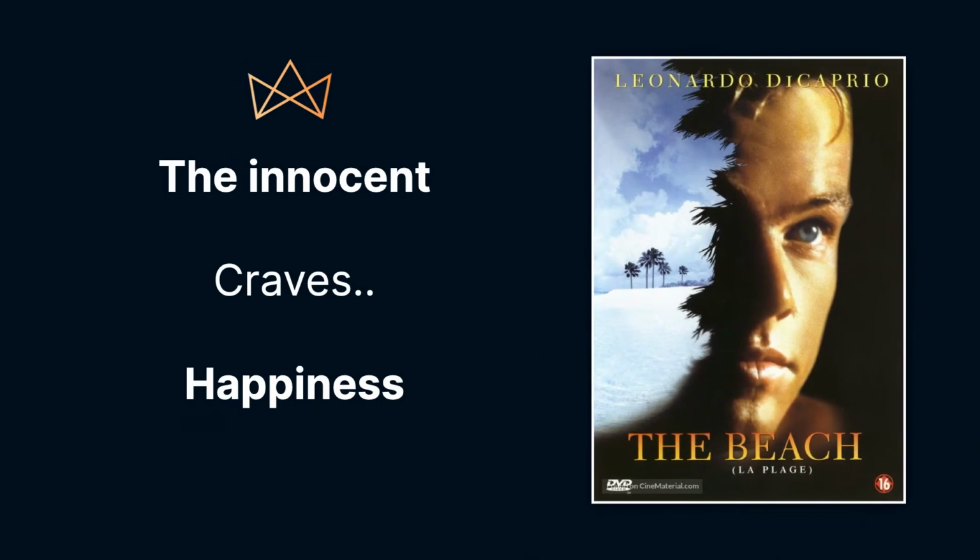So I'm going to give you some movie examples for each one so that it'll help drive the point home. And don't get too caught up in what I'm calling these, because I've pulled this list from the internet. I don't know if this is what Carl Jung called it. But the innocent is the first one. And what the innocent craves above all else is happiness. And the movie that comes to mind is The Beach.